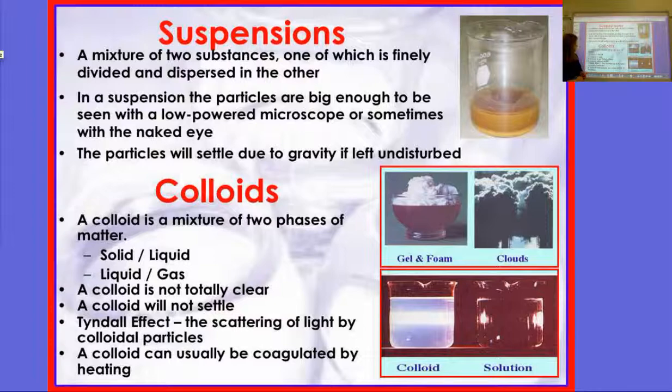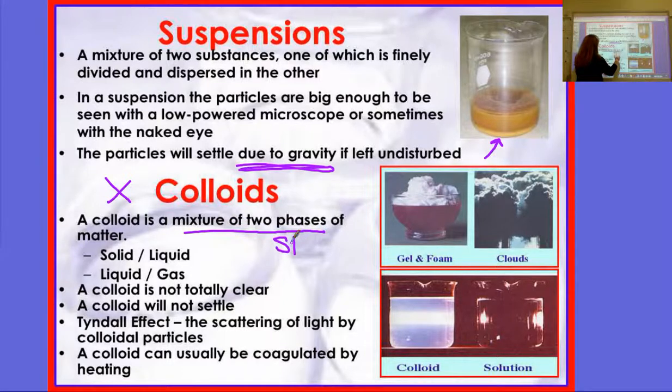Here's a suspension with a picture. You can see down here there's some kind of solid that has settled over time. So these are large particles that will settle due to gravity. It's not a homogeneous mixture. Neither is a colloid. A colloid, again, is a mixture of two phases, two states. Like I said before, a gel or a foam, or even the clouds. So it's kind of gaseous and liquid all at the same time. Usually they're not clear. They do not settle like a solution.